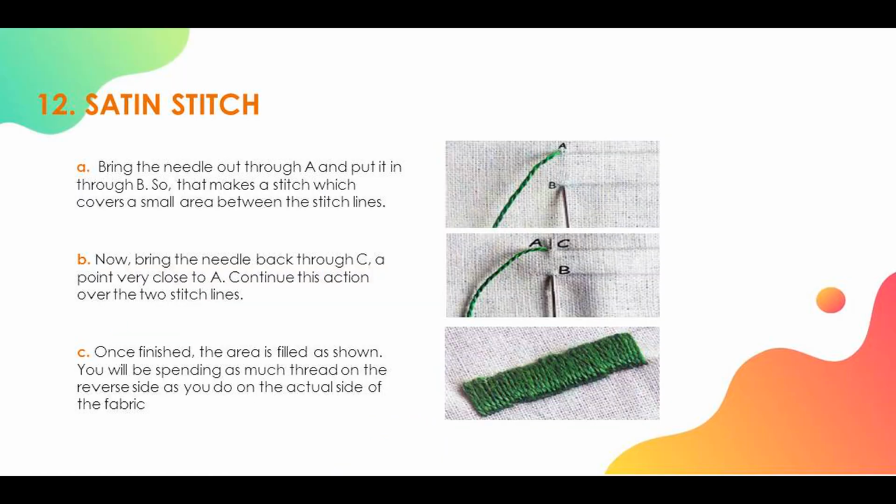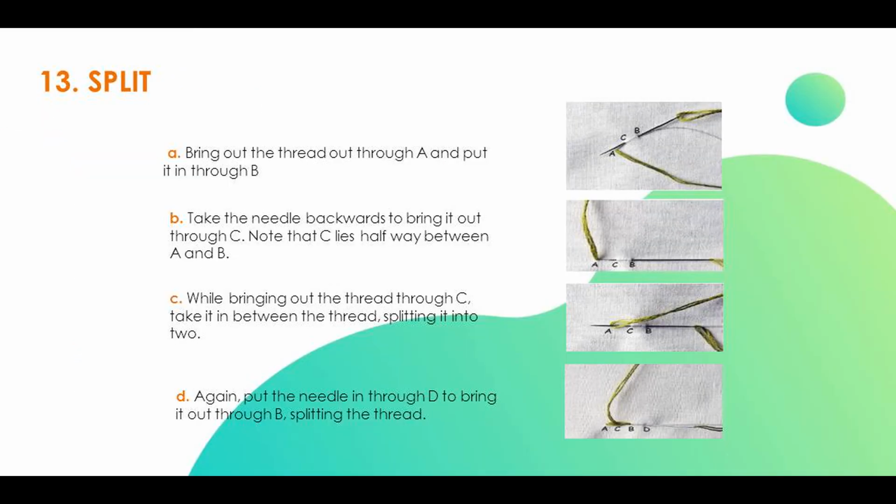12. Satin stitch. A. Bring the needle up through A and put it in through B. So, that makes a stitch which covers a small area between the stitch lines. B. Now, bring the needle back through C, a point very close to A. Continue this action over the two stitch lines. C. Once finished, the area is filled as shown. You will be spending as much thread on the reverse side as you do on the actual side of the fabric.